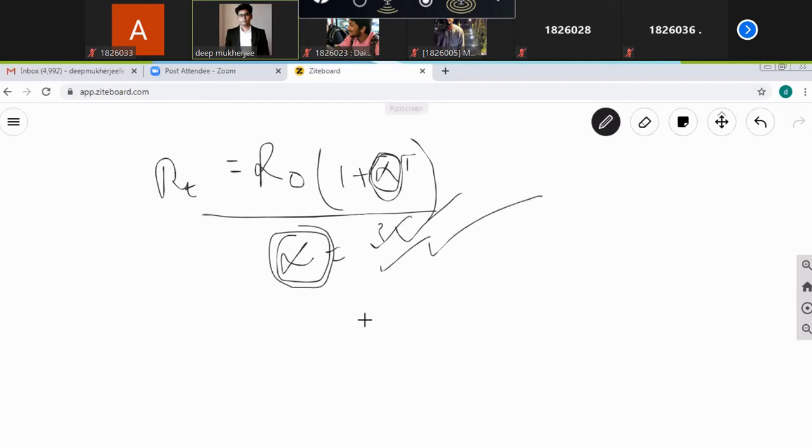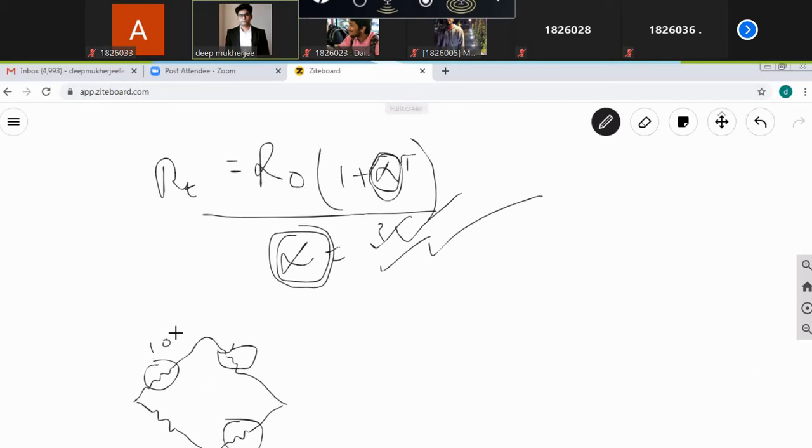Now you have to find the actual RTD value, RT. This is your Wheatstone bridge circuit. There are four arms. Consider these three arms to have equal resistance.